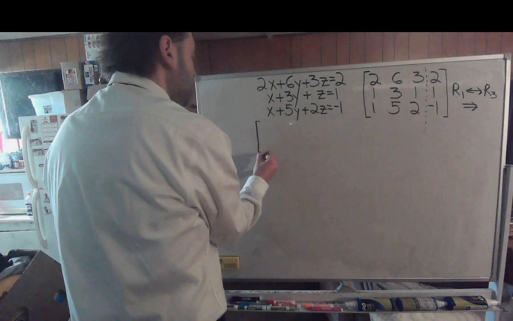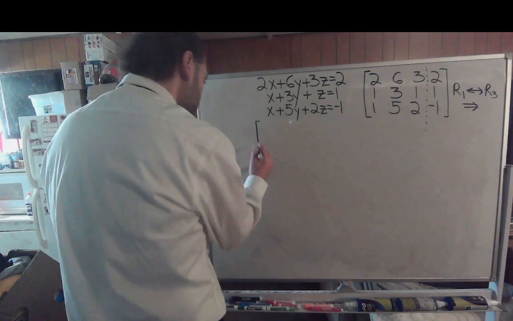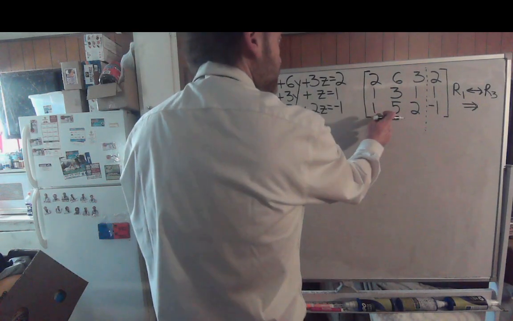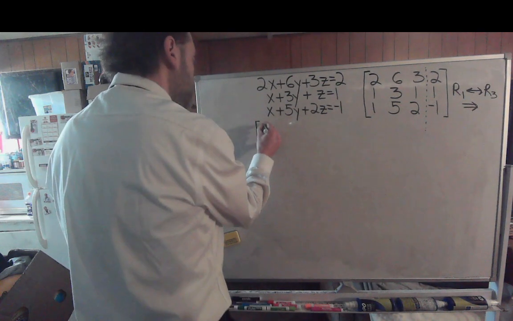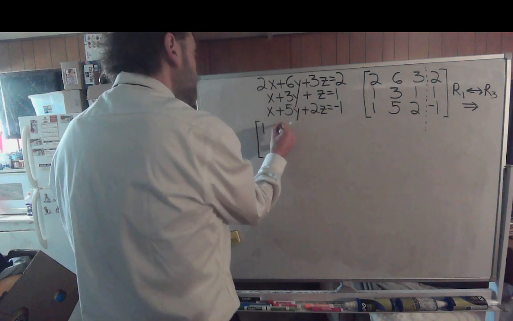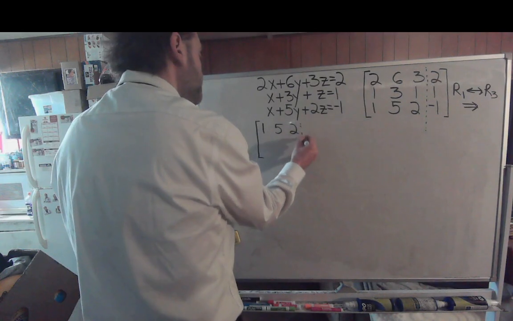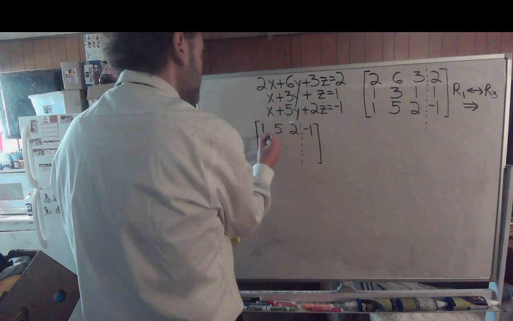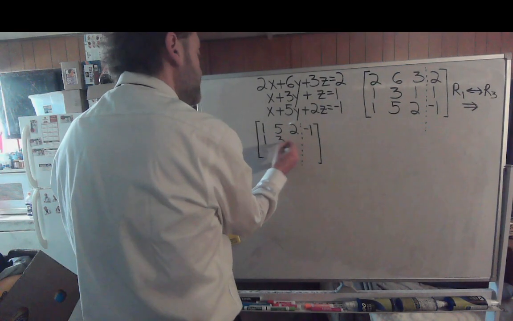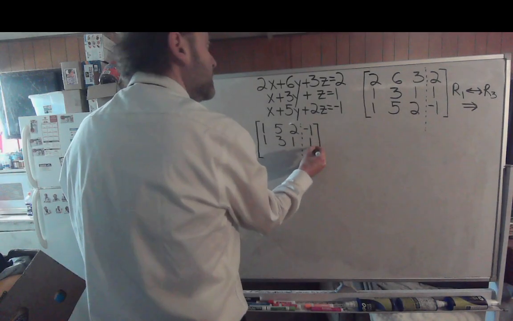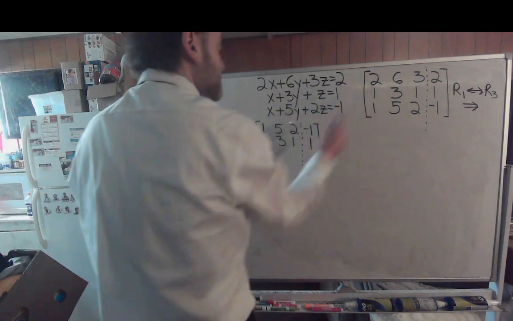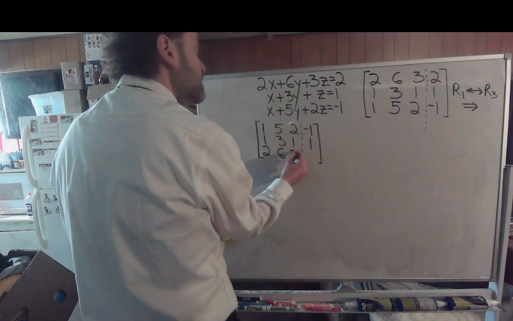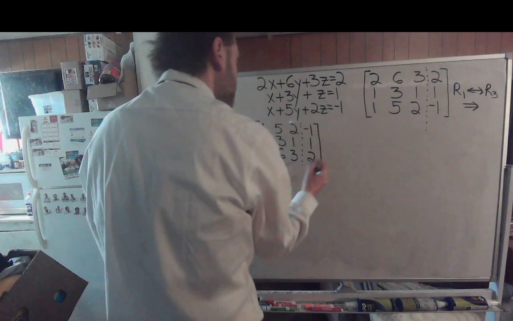So, and make this a little bigger. Alright. So now row 3 just became row 1. So you'll have 1, 5, 2, -1. Row 2 we're leaving alone. You still have 1, 3, 1, and 1. And then row 1 just became row 3. So you have 2, 6, 3, and 2.